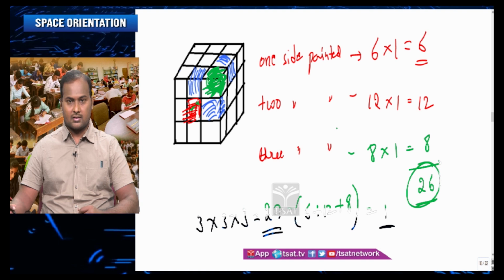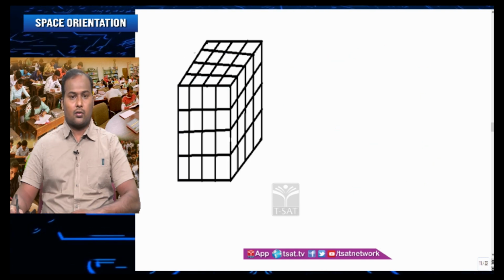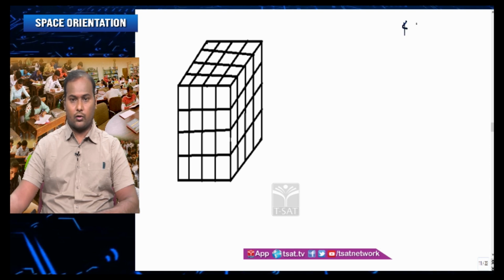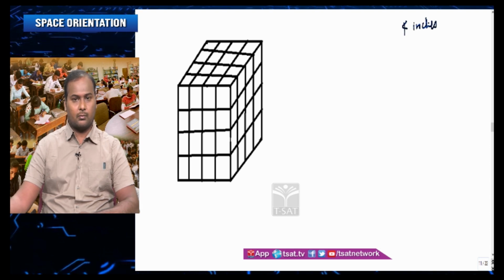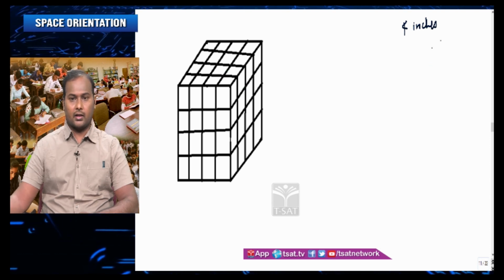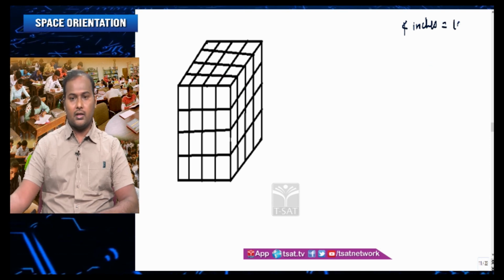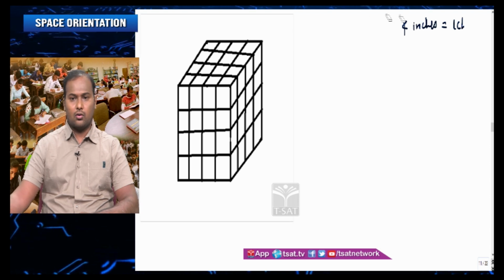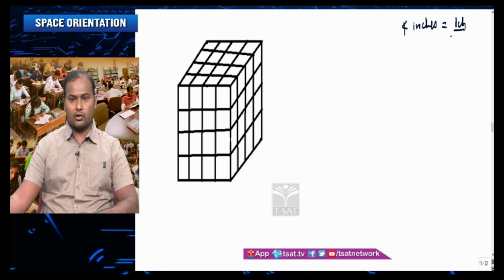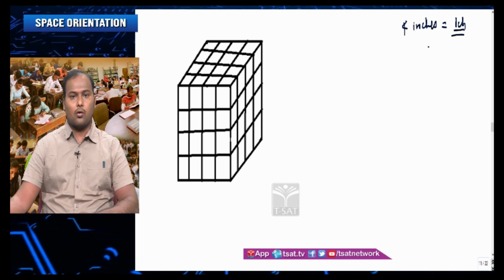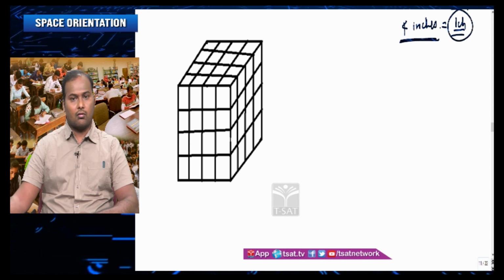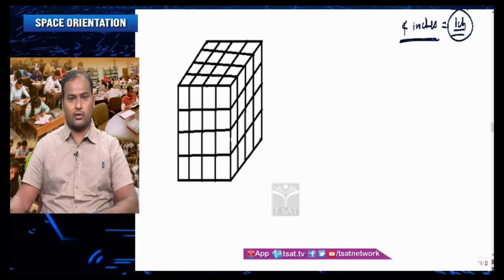See, in this particular question, the question is the same, a cube of 4 inches. Remember, a cube of either 4 inches or 4 centimeters, it doesn't matter. A cube of side 4 centimeters is taken and cut into 1 inch size. Then total how many small cubes are possible? So here we are taking 4 inch and cutting into 1 inch.